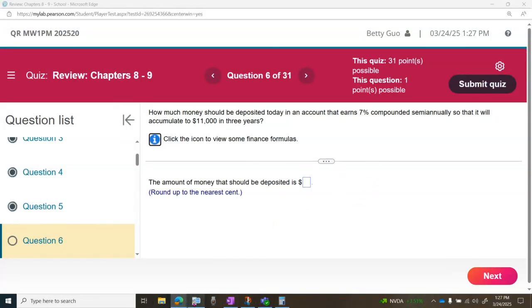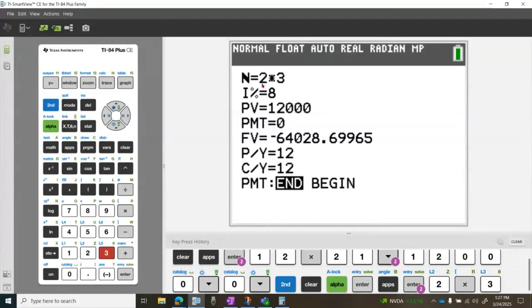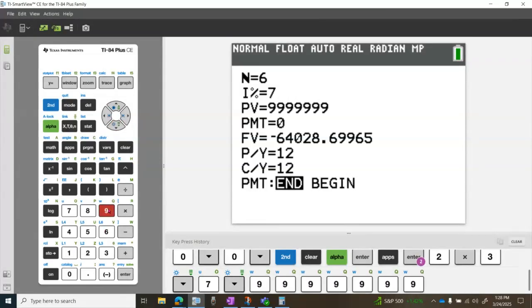So in the TI-84 calculator, what we can do is this. 2 times a year for 3 years. Again, capital N here is little n times t. Capital N is the total number of times the interest is compounded over the lifetime of the investment. The interest is compounded semi-annually, twice a year for 3 years, so 2 times 3 is 6. Interest rate is 7. Present value, okay, that's what we're trying to figure out, guys, all right?